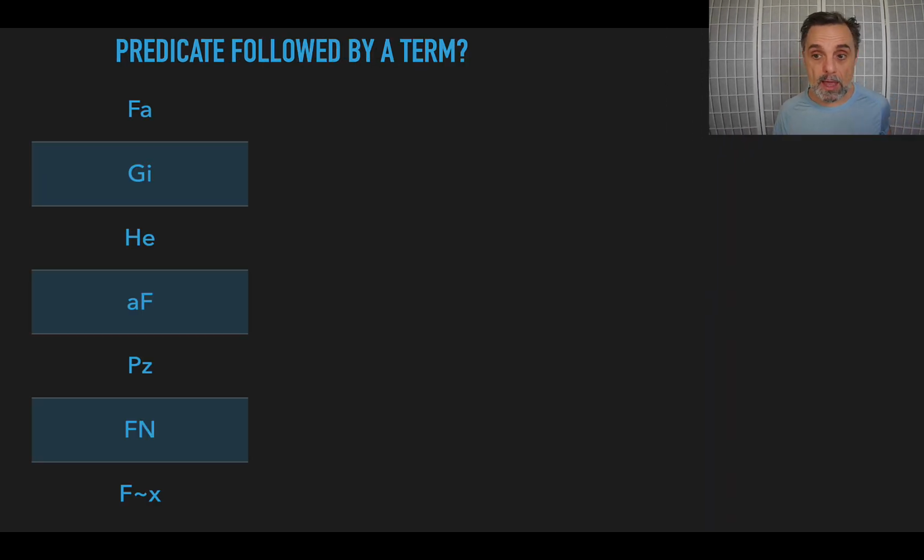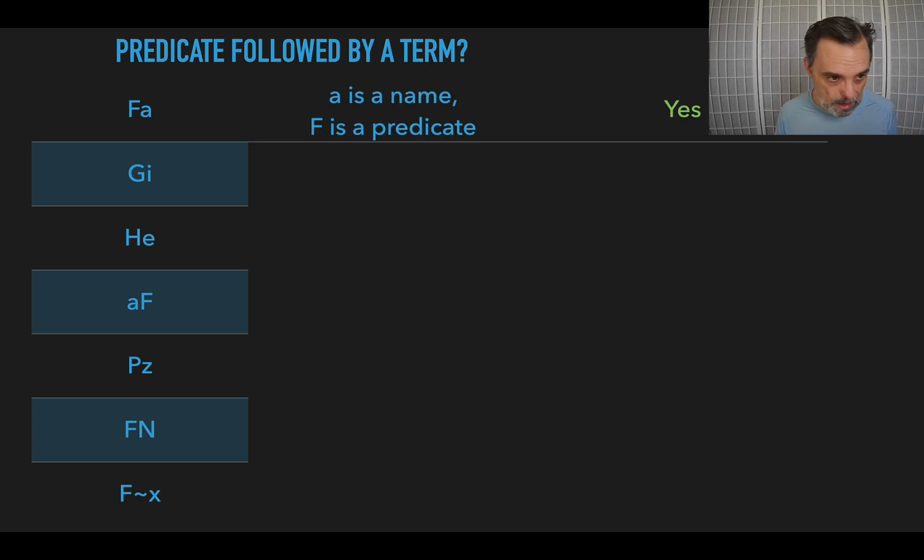So let's see, would FA be an atomic formula? Well, the rule says you have to have a predicate letter followed by a term, and a term is either a name or a variable. So is F a predicate? Yes. Big A through big O are predicate letters, and is little a a term? Yes, it's a name. So we have a predicate letter followed by a name, and so yes, that's grammatical.